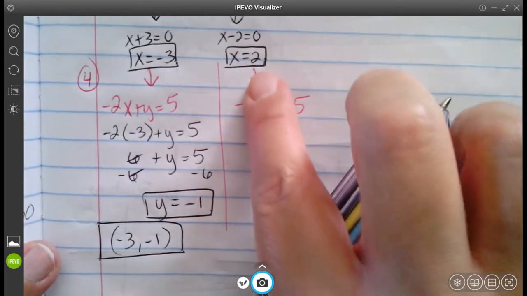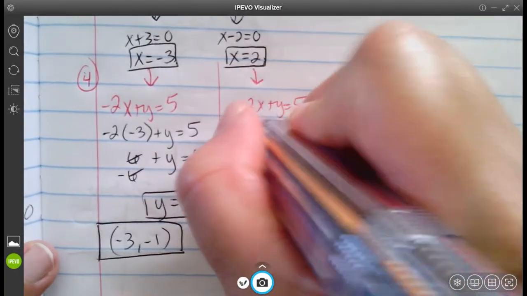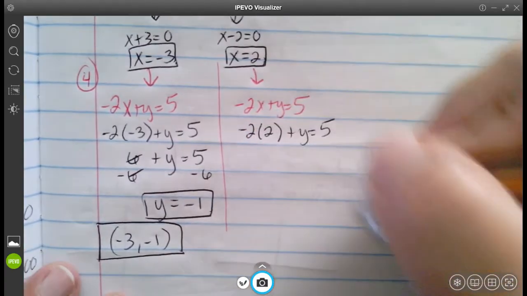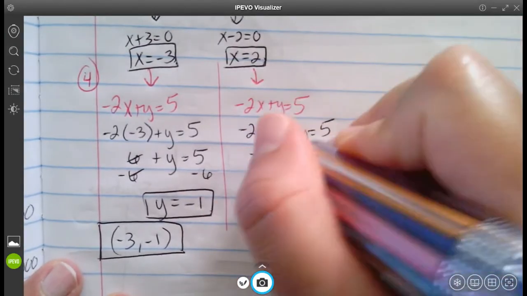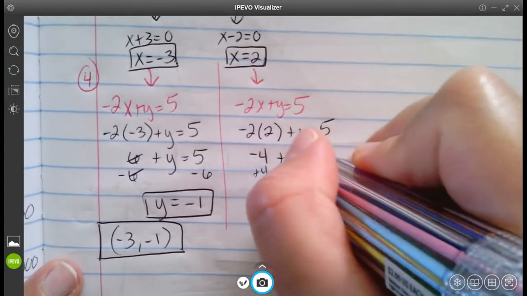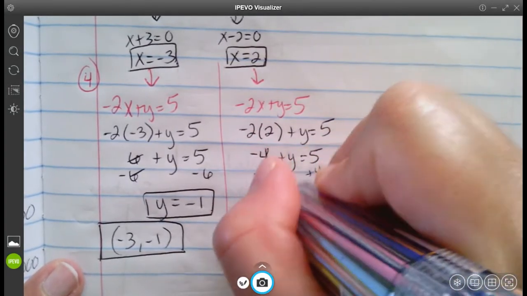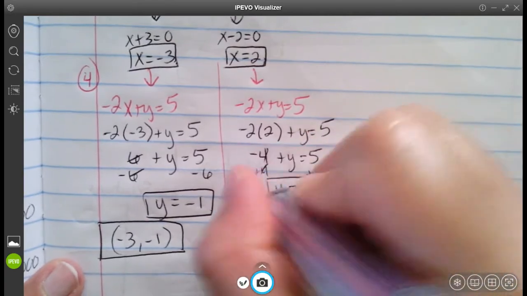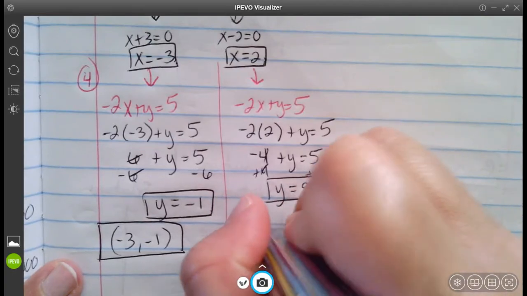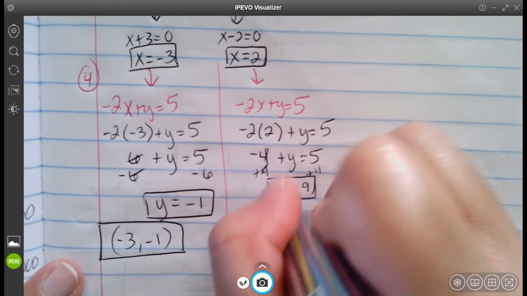Same thing on this side, but now we're going to plug in 2. So negative 2 times 2 plus y equals 5, which is negative 4 plus y equals 5. Add 4 to both sides. So y is equal to 9. Which means that 2 and 9 are the other pair here.